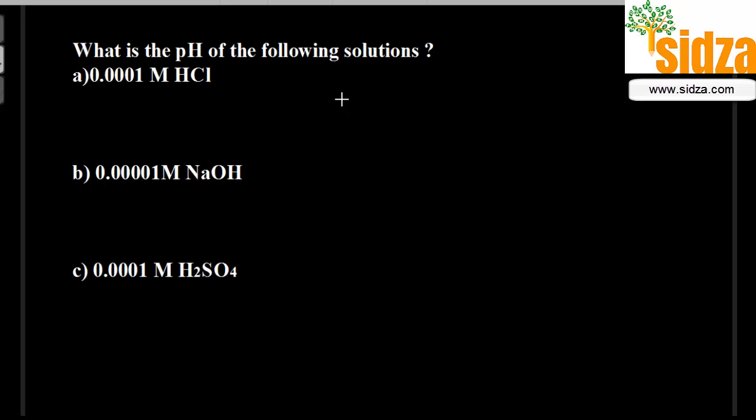So what is the pH of the following solutions? We have a 0.001 molar HCl solution. HCl dissociates into H plus ions and Cl negative ions, right? So the H plus ion concentration will be the same as the given concentration, which is 10 to the power negative 3. Therefore the pH for this solution will be negative log of 10 to the power minus 3, which is 3, right?